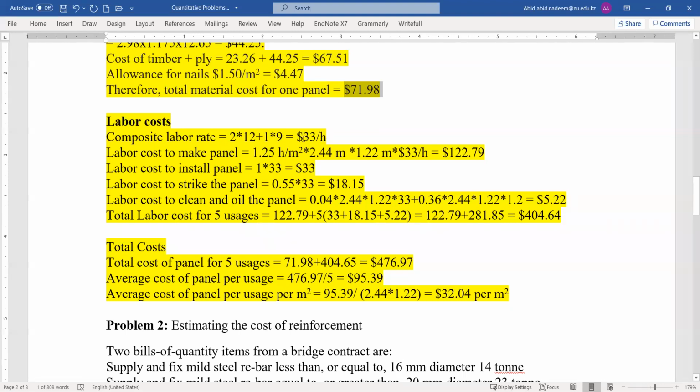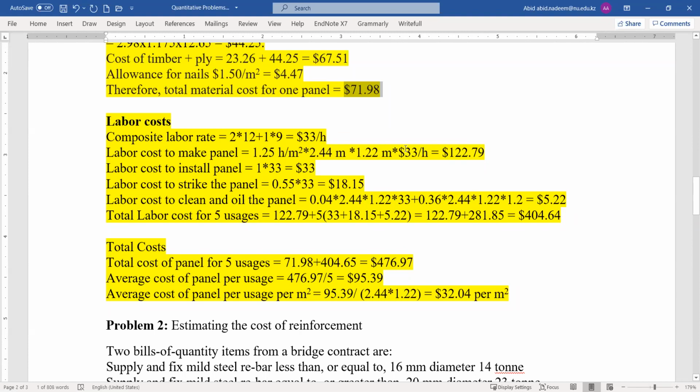So here we are using a combined composite labor rate because we are assuming that all the laborers are working simultaneously on the job. So for our purpose, we can use this composite rate. Otherwise, if some of the laborers are working on some other job, then we need to calculate it separately for those laborers.